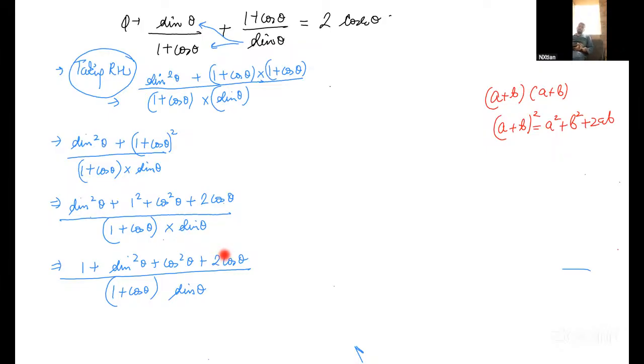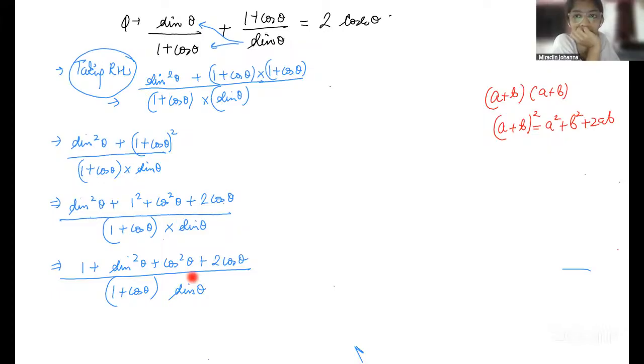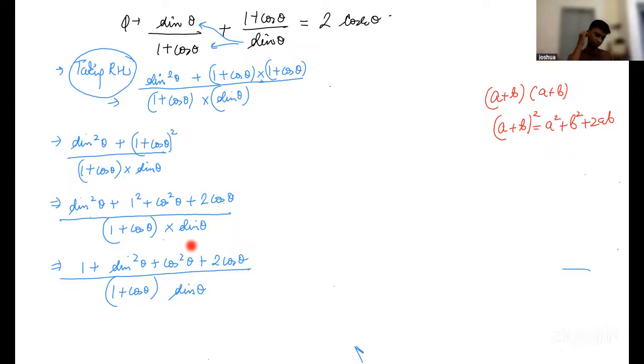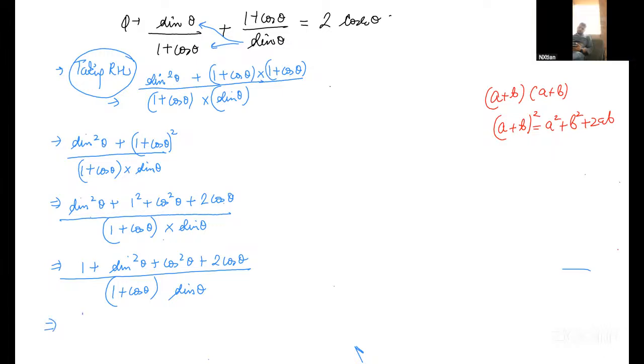In this numerator term, there is one identity that we can use. Which can we use, Joshua? Here it is written as sin square theta plus cos square theta. What is the answer of that? Joshua? So it says 1. Yes, correct. Very good. It will be 1. So can I write it like this? 1 plus 1 plus 2 cos theta.